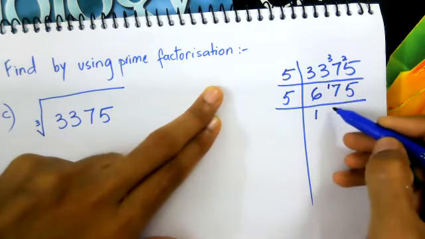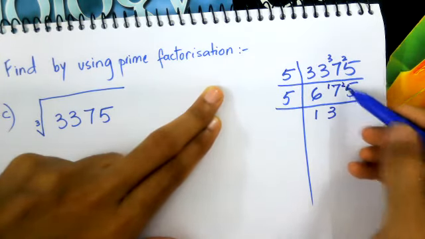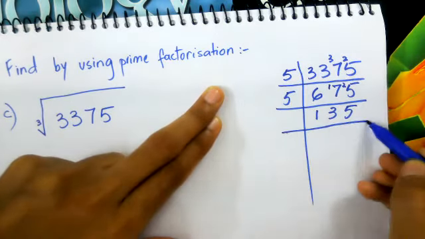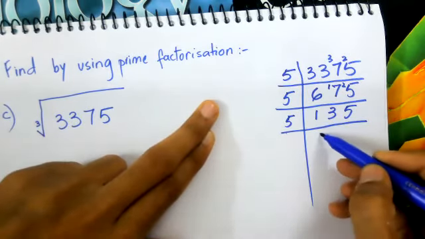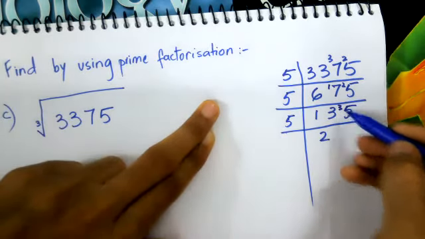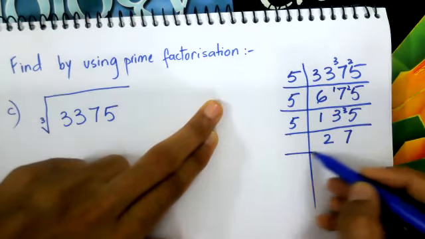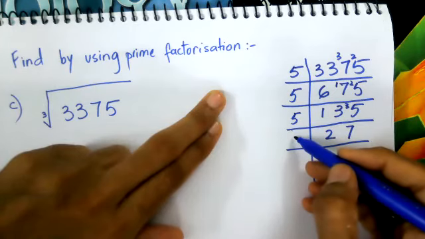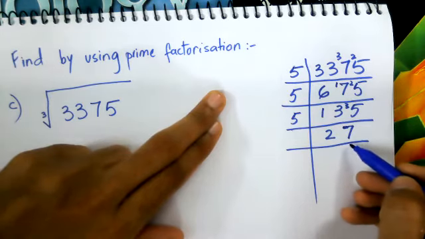And 5 3s are 15, with 2 as a carry. And 5 5s are 25. Then again, it's divisible by 5. 5 2s are 10, and 3 is a carry. 5 7s are 35. And over here now, 5 5s are 25. It's again divisible by 5. 5 5s are 25. No, beta, this is 27 now.